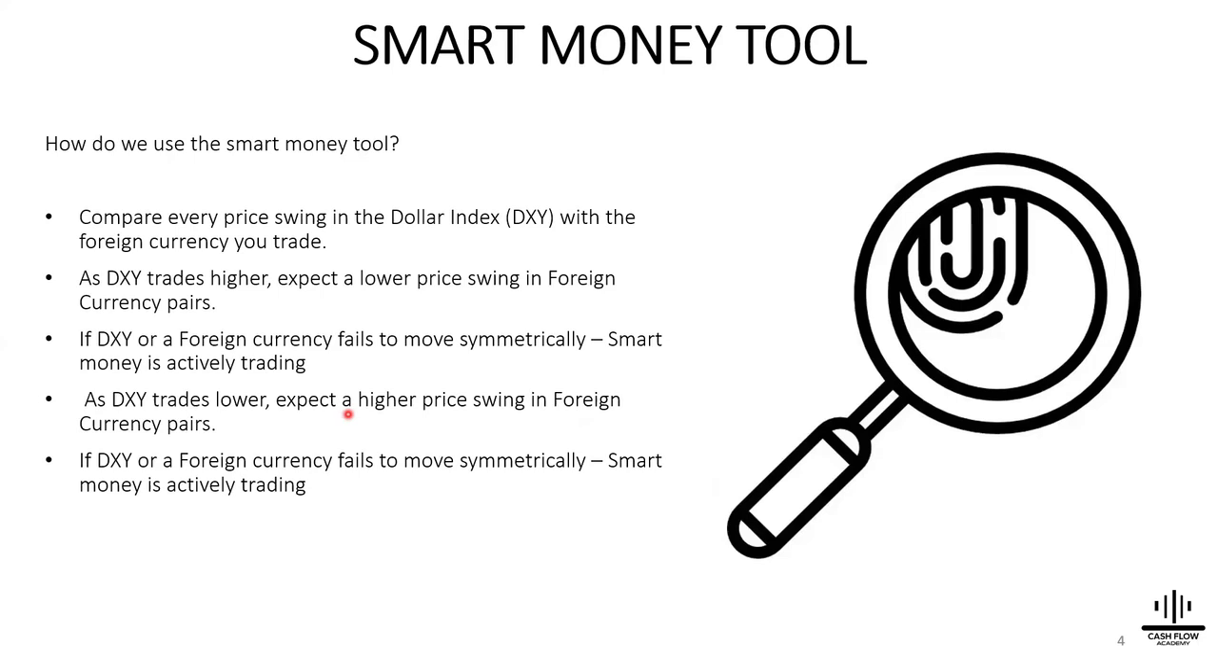If the DXY or a foreign currency fails to move symmetrically, that is, if the dollar makes a higher high and then the foreign currency you trade does not make a lower low, then smart money is actively trading. Then the reverse is the same for a bearish dollar index. As DXY trades lower, expect a higher price swing in foreign currency pairs. If DXY or a foreign currency fails to move symmetrically, smart money is actively trading. Okay, so now let's see what this means.